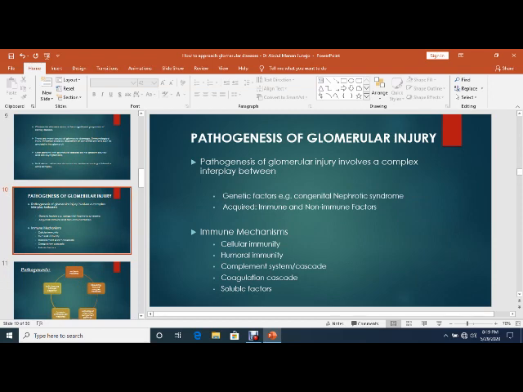Now coming to the pathogenesis of glomerular injury. Pathogenesis of glomerular injury involves a complex interplay between the genetic factors like congenital nephrotic syndrome, which usually occurs in children less than 1 year of age, and acquired immune and non-immune factors. Immune factors like cellular immunity, humoral immunity, and the complement system and cascade pathway play an important role in the pathogenesis of glomerular injury.